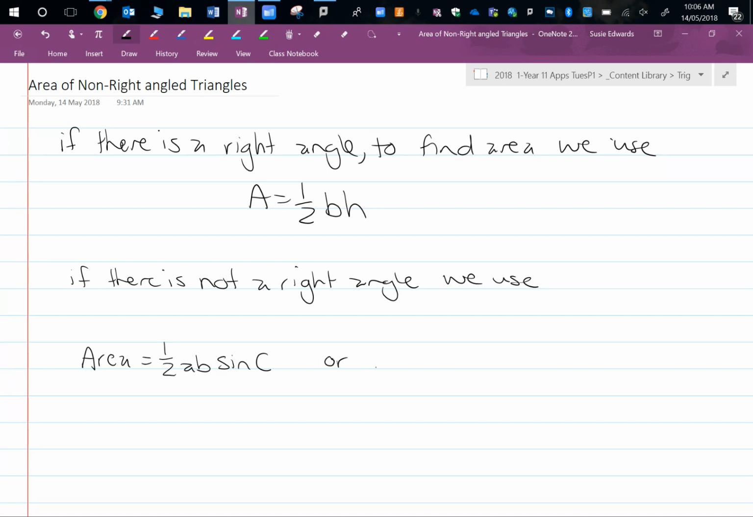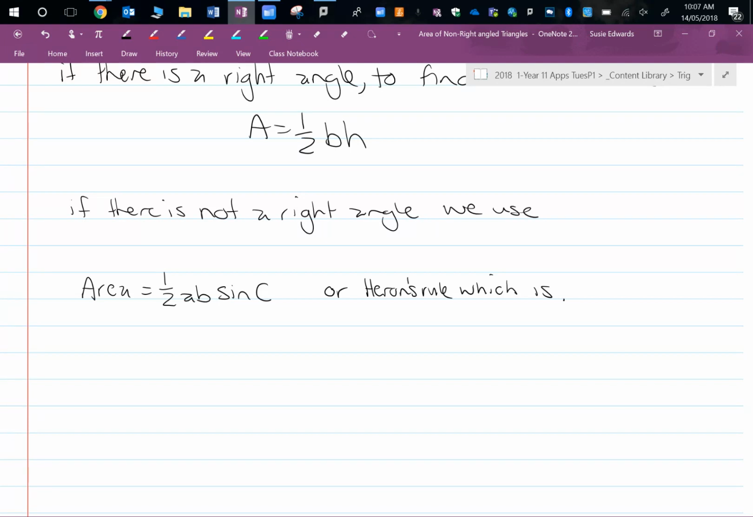Or Heron's rule, which is, now this is going to be a bit complicated, but I'm just going to write it once here and then we'll actually spend some time on it later. Now, I never use Heron's rule unless I specifically get told to use Heron's rule, and then I look it up on the formula sheet and I make sense of it, okay?